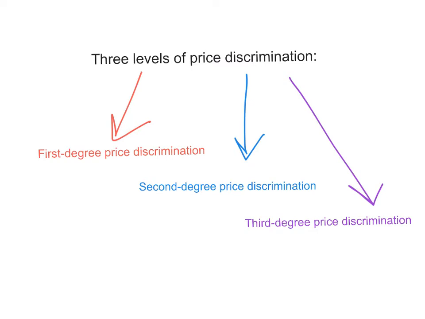Now, there are 3 different levels of price discrimination. There's first degree price discrimination, second degree price discrimination, and third degree price discrimination. Let's explain the difference between each of these 3 levels.